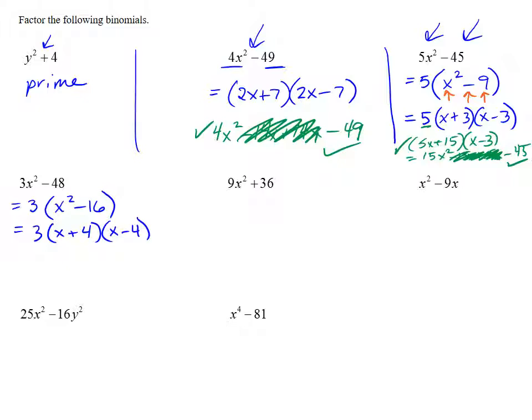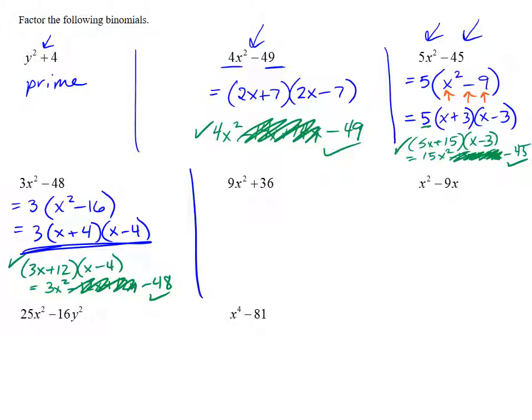Checking that, again, multiply the common factor in first, 3x plus 12 times x minus 4. When we FOIL this, we get 3x squared minus 12x on the outside plus 12x on the inside minus 48. The two middle terms are exactly opposite signs, so they're going to add up to 0. So 3x squared minus 48 is where we started, and that's our answer.